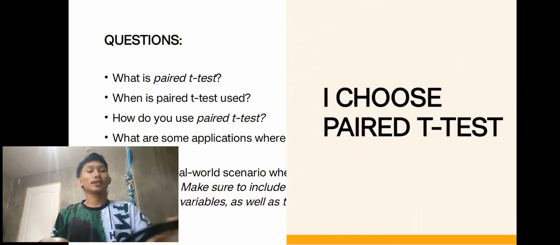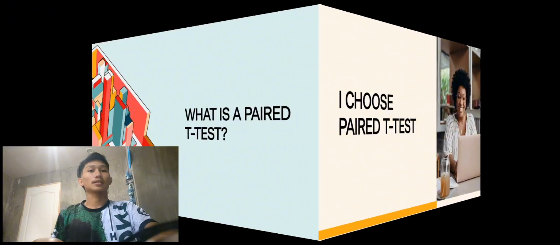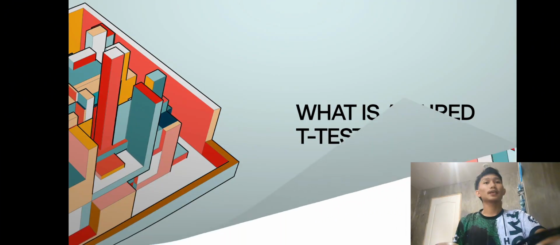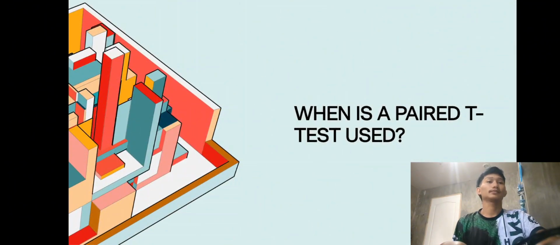I choose paired t-test. What is paired t-test? A paired t-test is a statistical test used to determine whether there is a significant difference between the means of two related groups. The groups are paired because they come from the same individuals or units, often measured at two different points in time or under two different conditions.